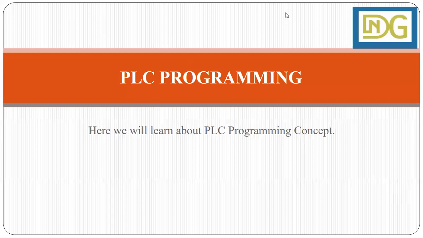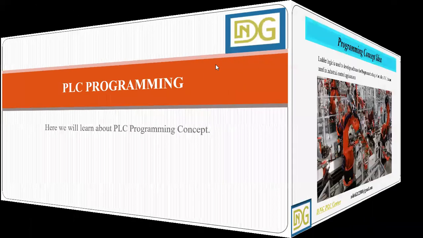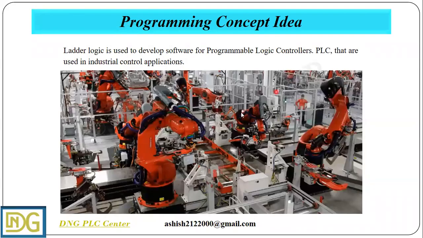So first, we will start with the PLC programming concept. So let me start this. In the first part, we have this concept, the PLC idea. So how do you recognize it in industries? How can you check in an industry whether a machine has a PLC or not?